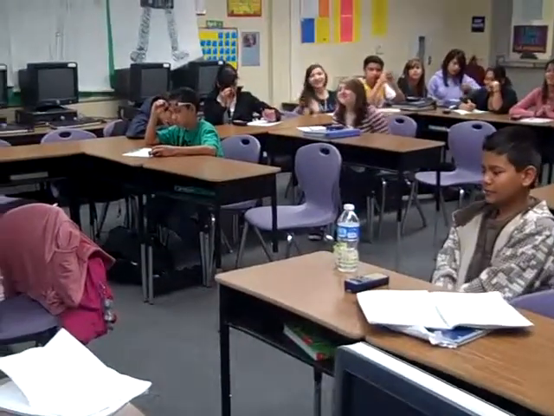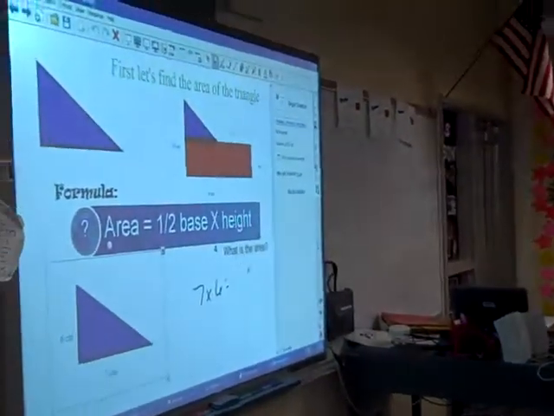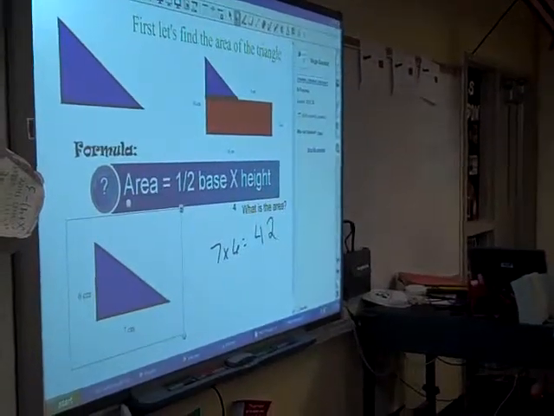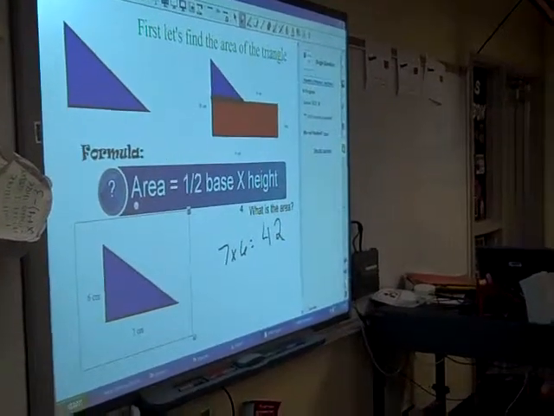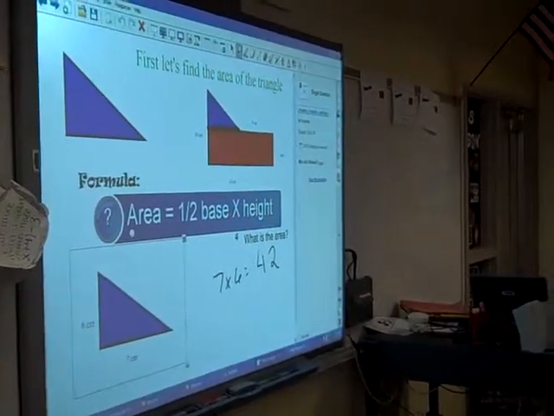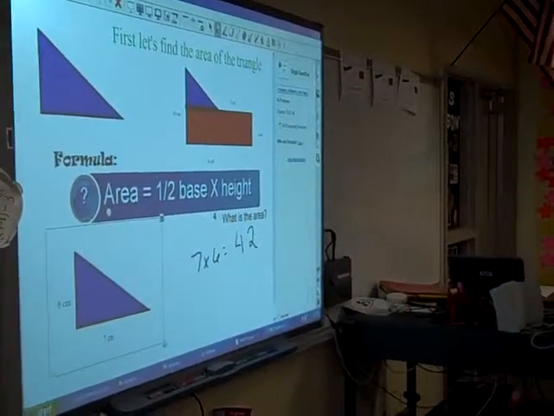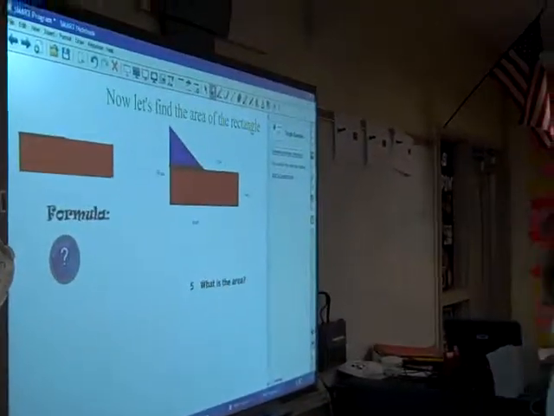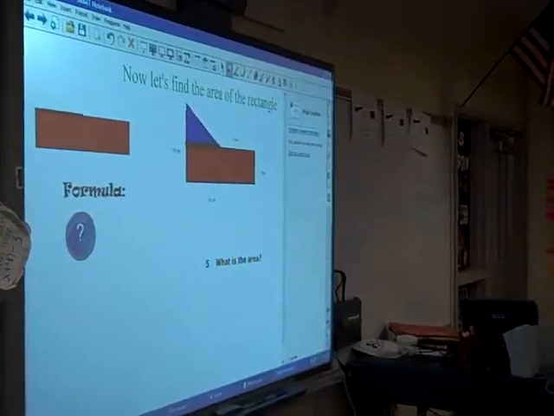So if I have my base and height, 7 times 6. 7 times 6 is... Now what is the rest of that formula? Base times height times half. So if I divide it by 2, I get... Now we need to find the area for the rectangle.